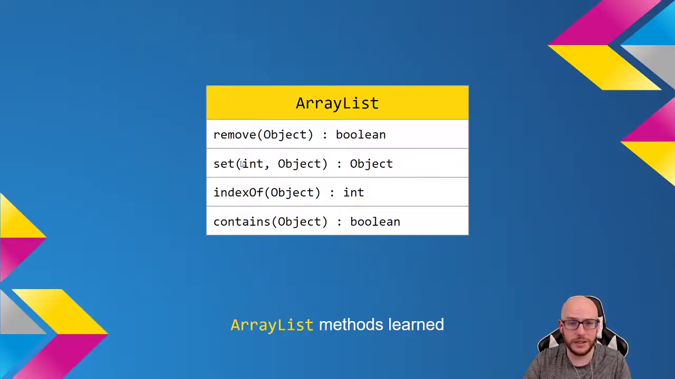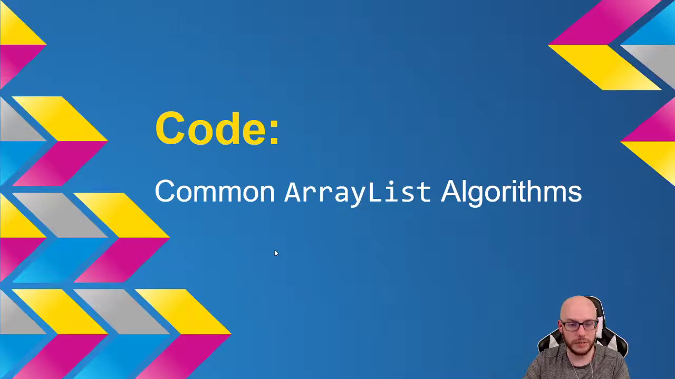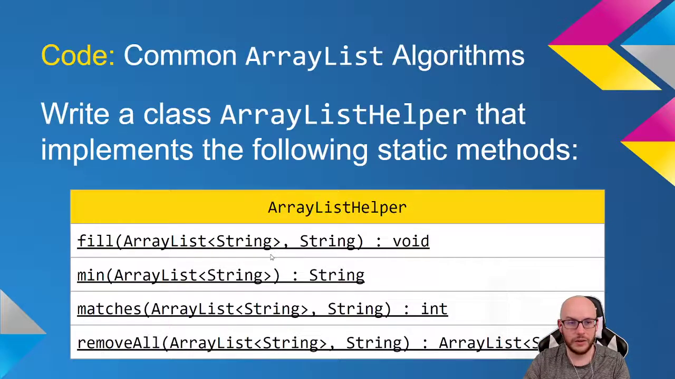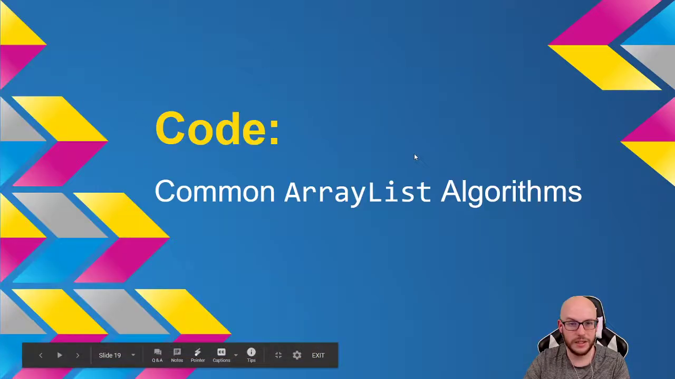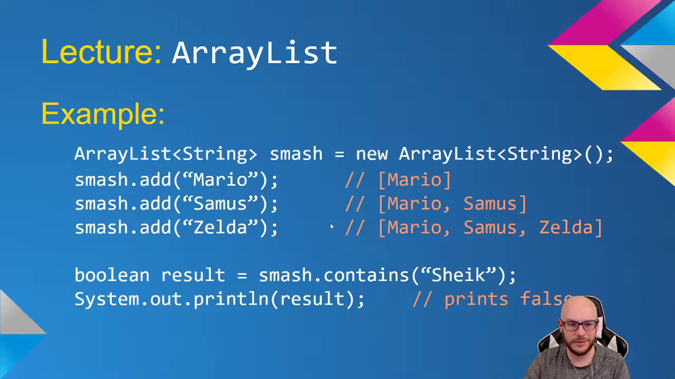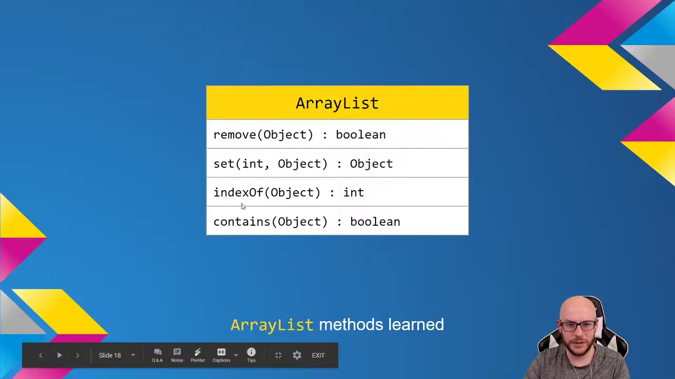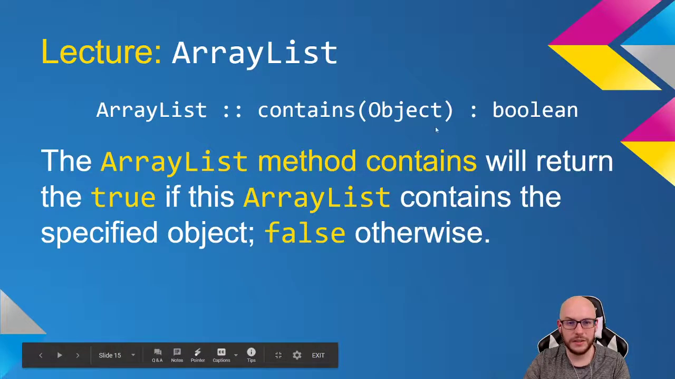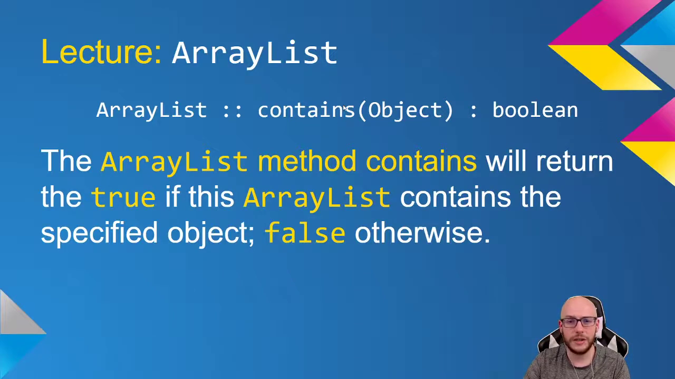So these are the methods I kind of want to add to what we already know. Using those, let's code some common ArrayList algorithms. Write a class ArrayListHelper that implements the following static methods. We're going to see a fill. By the way, I can tell all these are static because they're underlined. Notice that the methods that we've been looking at, they're not static, right? They're not underlined here, and these method signatures here, they're not underlined. They aren't static. They're what we call instance methods.